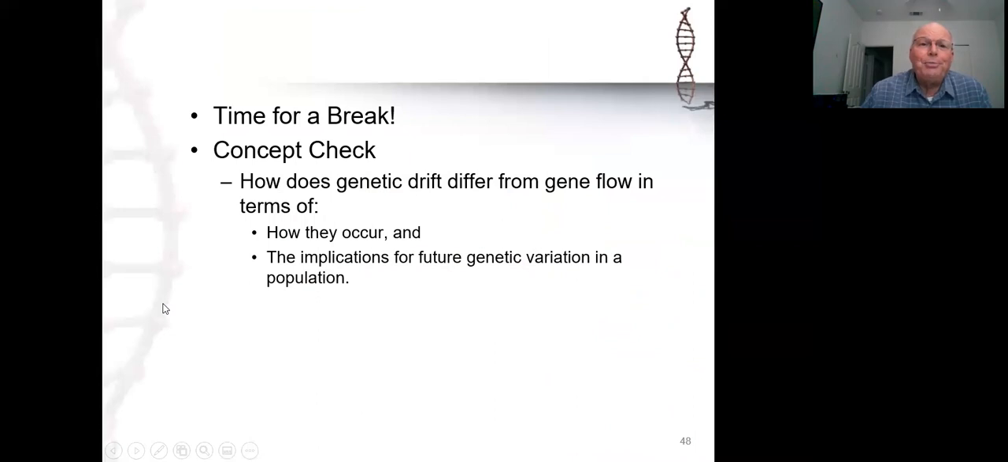So time for another break. And we'll make this a quick one again. So how does genetic drift differ from gene flow in terms of how they occur and the implications for future genetic variation in a population? So I'll see you on the other side of the break for the answers.